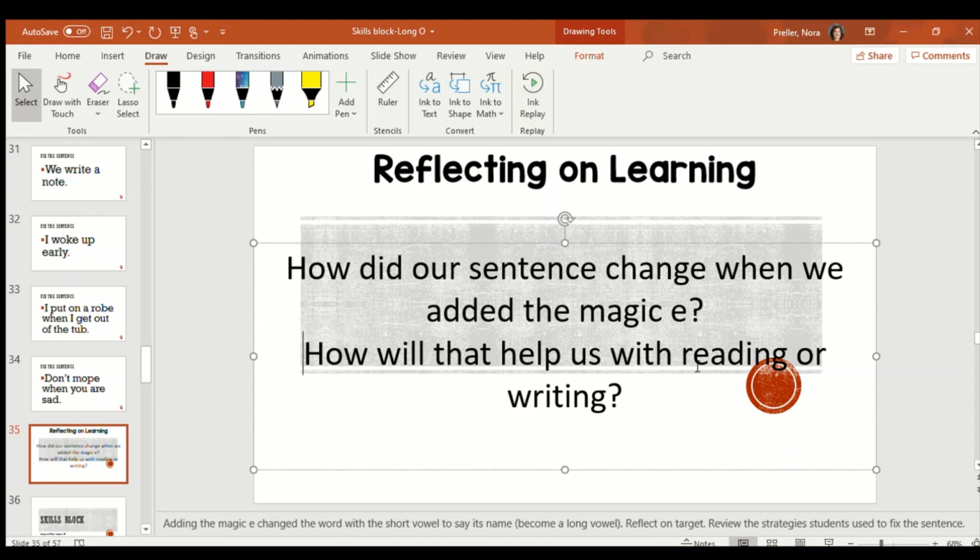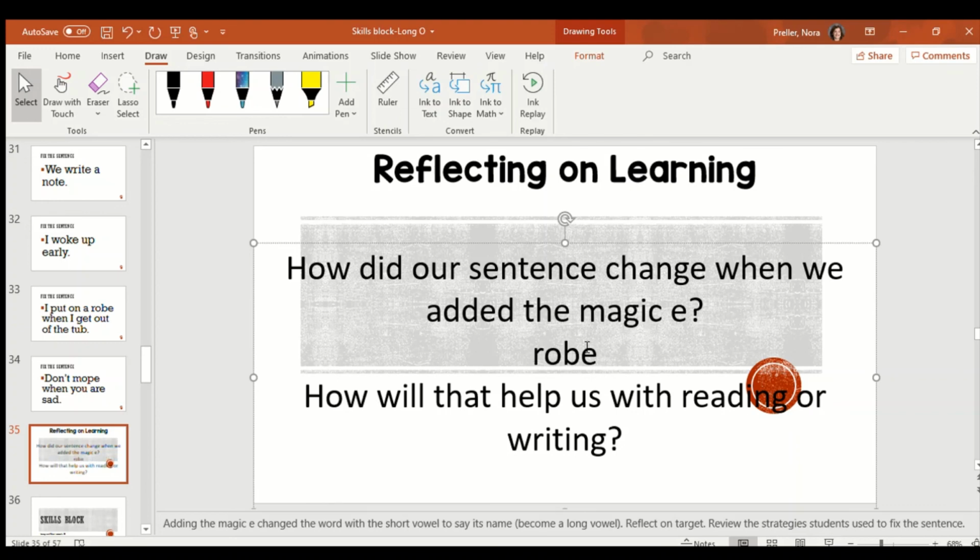How is the magic E going to help us as readers and writers? Well, we want to make sure that when we see words like robe that have the magic E, we're sounding it out correctly. And we want to go from left to right. So we need to spot that E and quickly be able to say the long sound of the vowel. And same for when we're spelling. When we tap out a word to write it down and we hear the long sound, that should clue our brain that at the end of the word we're going to add that magic E.